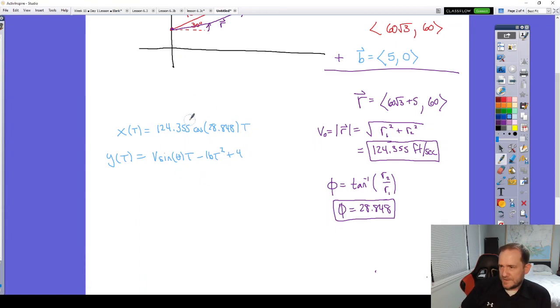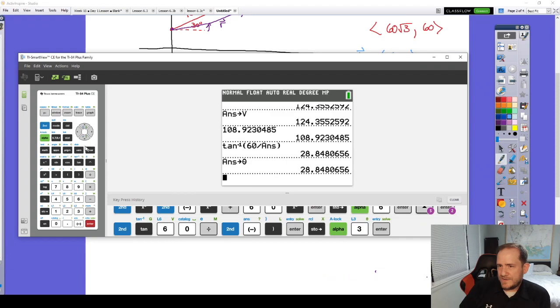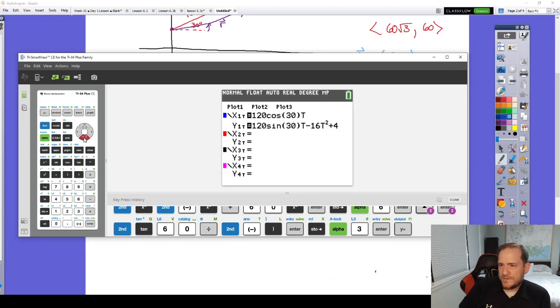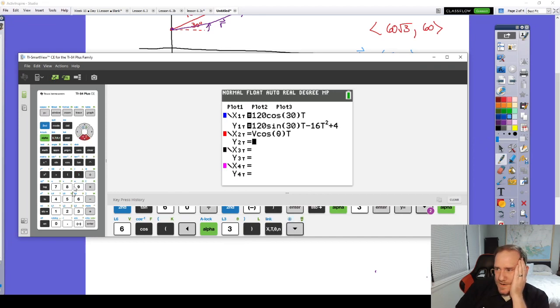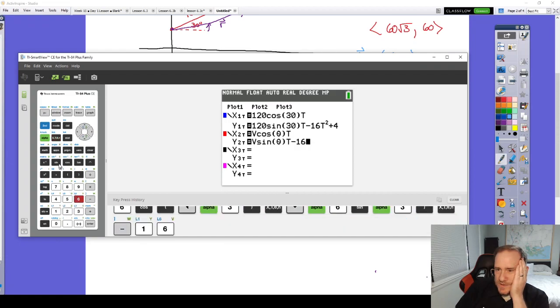So I can type this into my calculator now. And rather than replacing the blue, I'm going to enter it in as the red. And I can literally use the v and stuff because I've saved those values. So instead of 124, I'm just going to type v cosine. Instead of 28 point blah blah blah, I can actually just say theta, and my calculator understands. Now on the next line I can say alpha v sine theta t minus 16t squared plus an extra 4.